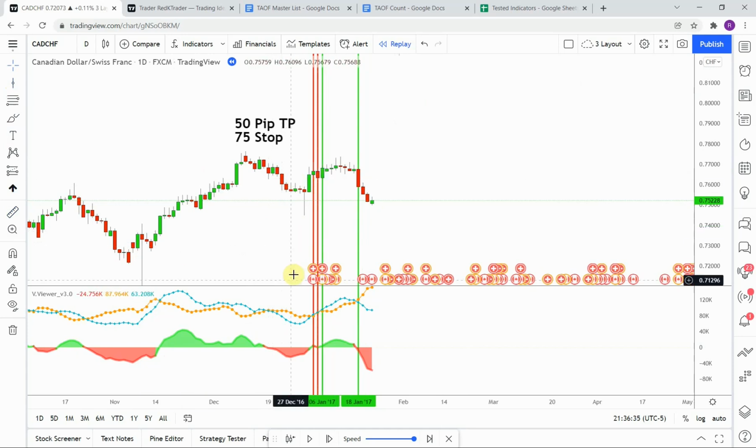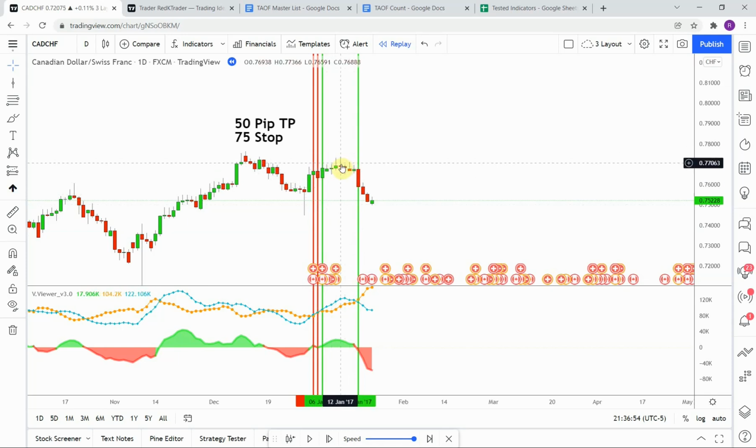Alright, so the first signal that we picked up was a long signal. It was closed out immediately as we picked up a short on the very next candle. Then that one was stopped out as we picked up a long on the next candle. That long was able to push up nicely, getting us to take profit.